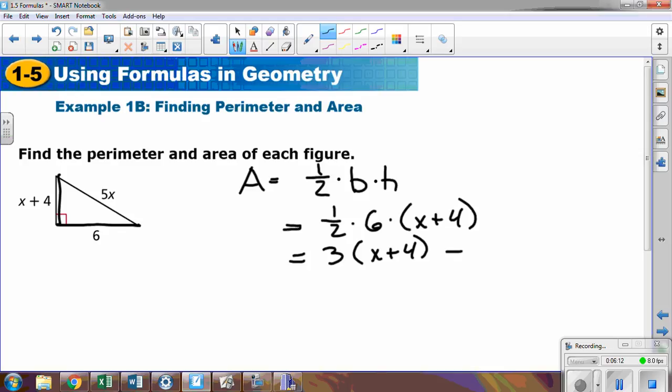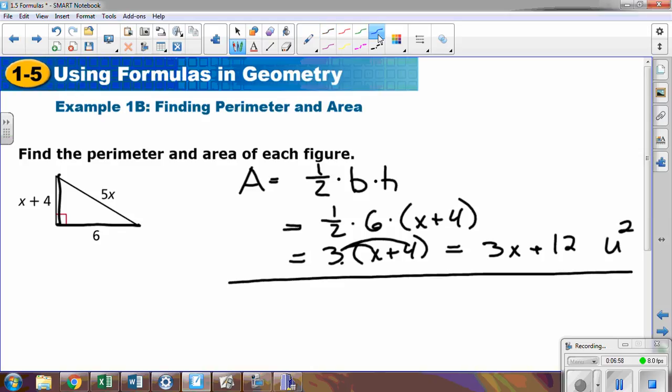And if we distribute across the parentheses, 3 times x, 3 times 4, we wind up with 3x plus 12. And what should the label be? Well, since it's area, it's obviously got to be squared. What squared? Feet, inches, centimeters? We are not given a label, and so we'll use the generic label of U, which stands for units. Whatever those units are, we don't know if it's in inches, we don't know if it's centimeters.